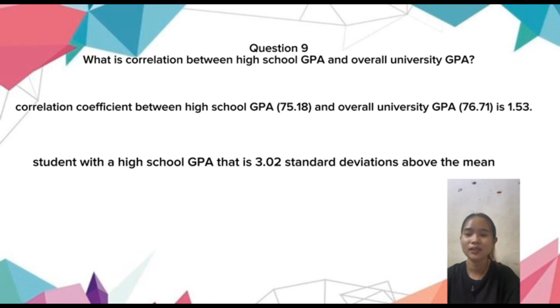The correlation coefficient between high school GPA 75.18 and overall university GPA 76.71 is 1.53. For a student with a high school GPA that is 3.02 standard deviation above the mean, we should expect the student to have a college GPA that is mean.